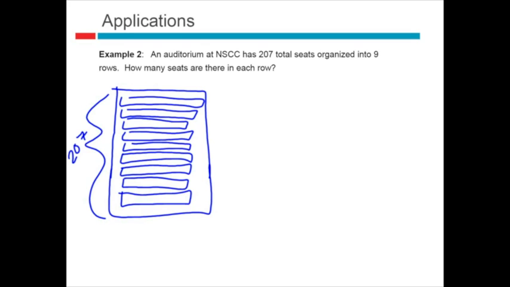So we have 207 seats, and they are split up into 9 rows. That word split up helps me understand this problem. What's a more mathematical word that represents split up? If you're thinking divide, that's the same word I'm thinking of. We are dividing those 207 seats into 9 rows. So to find out how many seats are in each row, we divide 207 by 9. And then that should give us the answer.